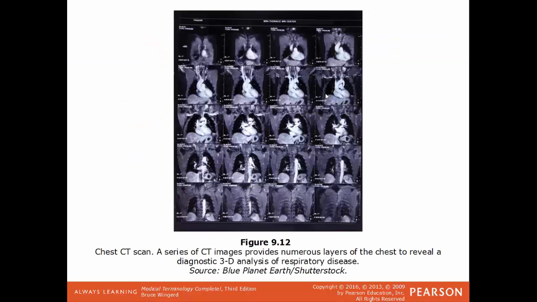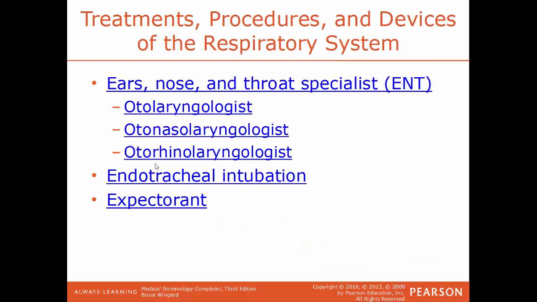In this image, we have an example of what a chest CT scan would look like. As you can see, you get multiple images, multiple slices of one section of the chest. A lot more detailed images than you would on a regular chest X-ray. You can also get a three-dimensional perspective of the patient, as opposed to a 2D image that a chest X-ray would offer. Our next one is a term we've already talked about before, an ENT specialist, ear, nose, and throat.